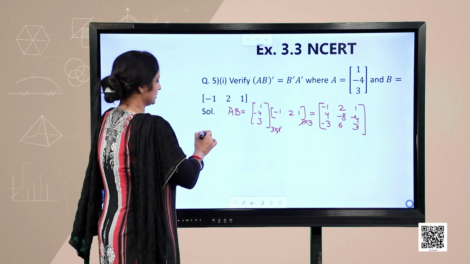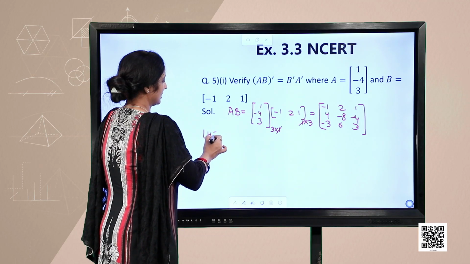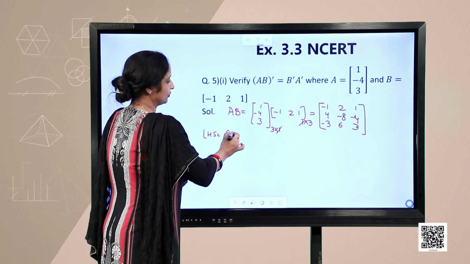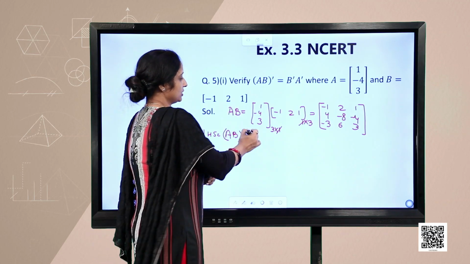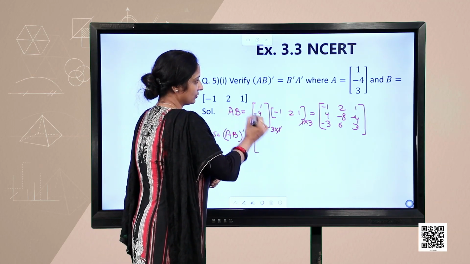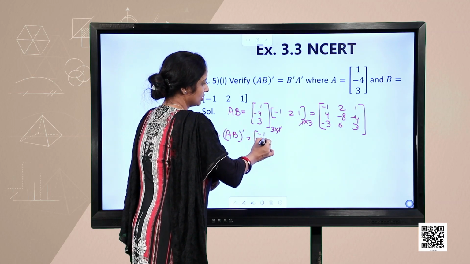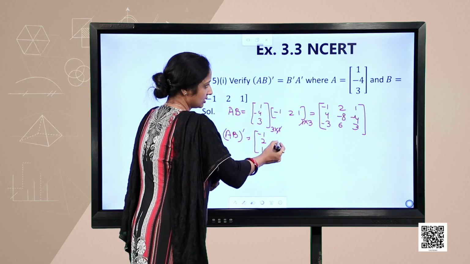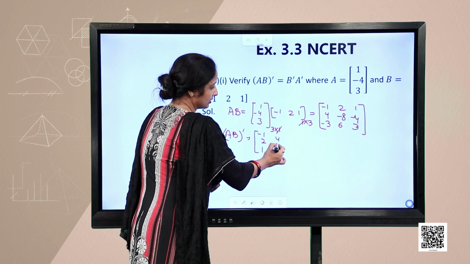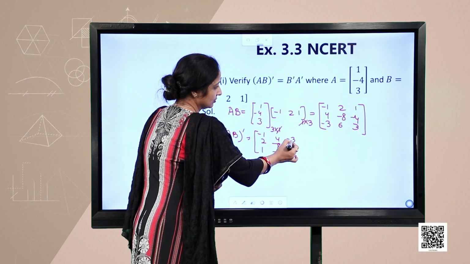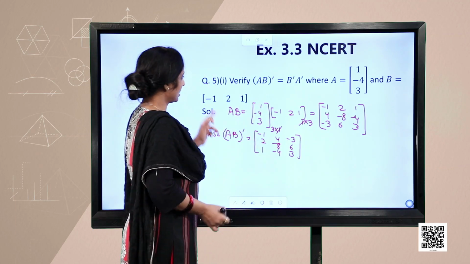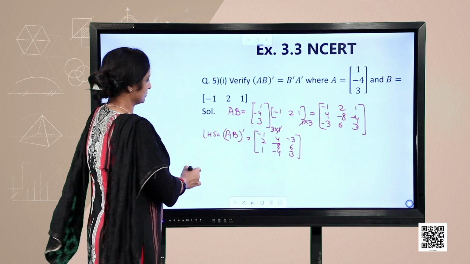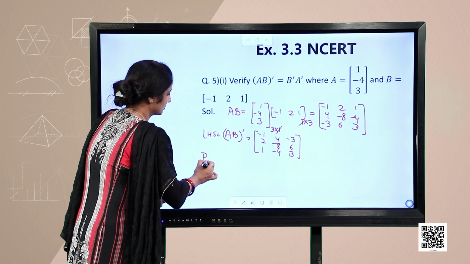After that, for LHS, I need transpose of this matrix AB. So let me just take its transpose by converting its rows into columns like this. You must have become familiar with this process by now. So now you require B transpose A transpose, so I will just write them directly.